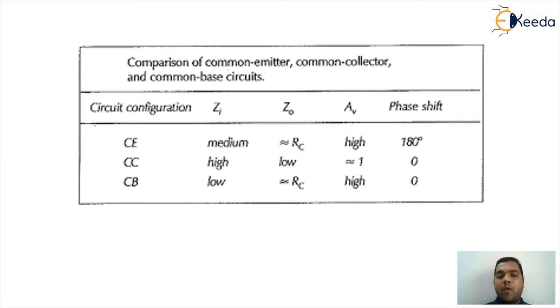The phase shift provided by the amplifier is going to be 180 degrees because the amplifier is from the category of inverting amplifier. So output will be out of phase with respect to input.